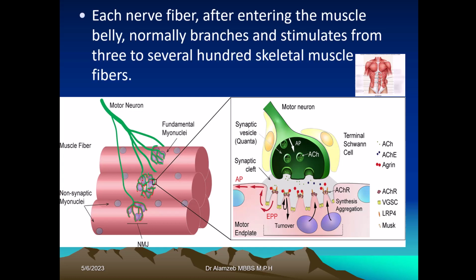Each nerve fiber, after entering the muscle belly, normally branches and stimulates from 3 to several hundred skeletal muscle fibers. This is the muscle belly. Here we can see this is the nerve. When it enters the muscle belly, it stimulates from 3 fibers to several hundred skeletal muscle fibers.